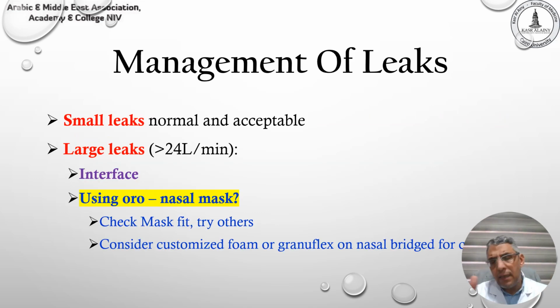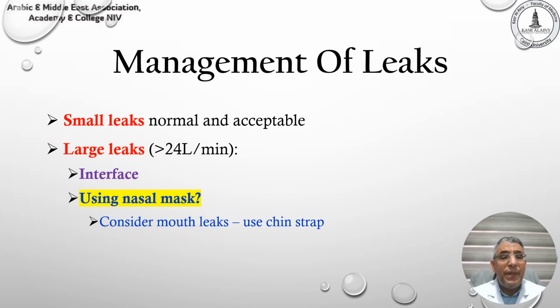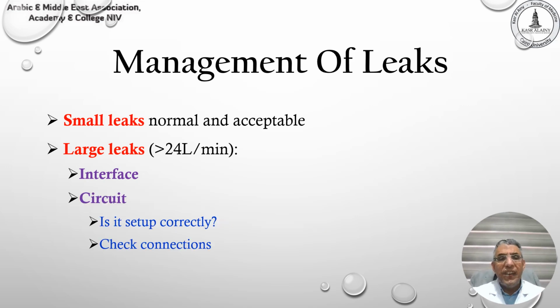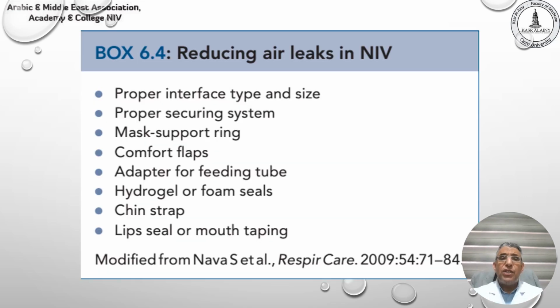If there is a small to moderate leak, nothing needs to be done, and the ventilator will cover up. If it is a large leak, say 24 liters per minute, I have to check the interface and change the interface. If the patient is opening the mouth, I may put a chin strap. I have to assess the circuit and check the connections. Thus, proper interface type and size, proper securing system, mask support, comfort flaps.